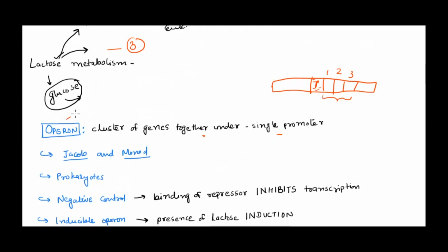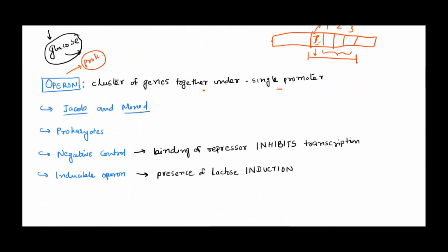And the operon is a feature of prokaryotes. There will be different kinds of operon based on which genes are getting expressed, and we'll see them all one by one. Now, the Lac operon is the one which was first studied thoroughly by Jacob and Monod in prokaryotes, of course, in E. coli, and it is the example of a negative operon.